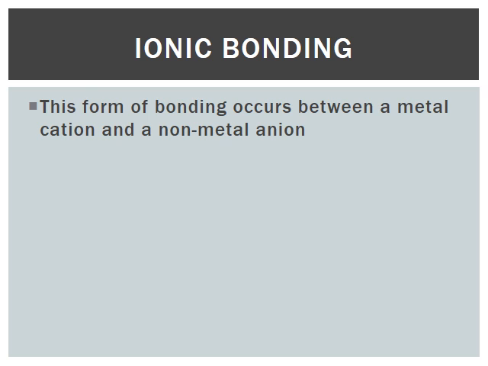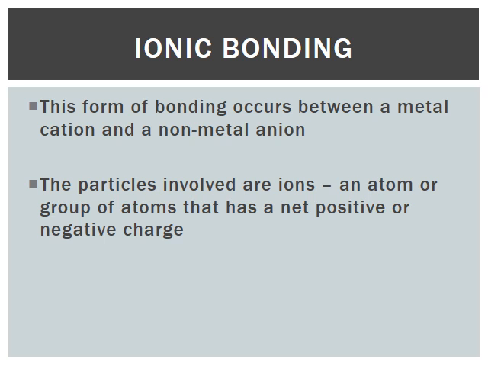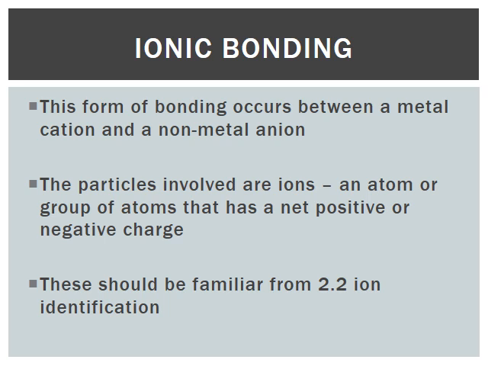This is a form of bonding that occurs between a metal cation, or a positive metal ion, and a non-metal anion, or a negative non-metal ion. The particles involved are ions, an atom or group of atoms which has a net positive or negative charge. They've lost or gained electrons. And you should be familiar with these from the ion identification lessons in the previous units.